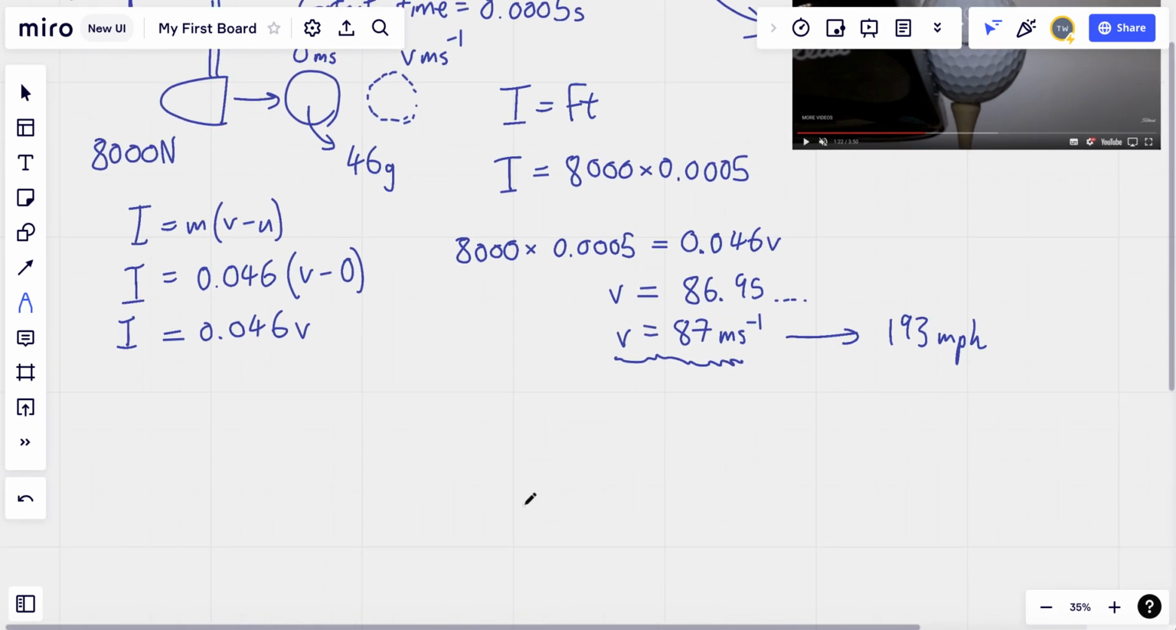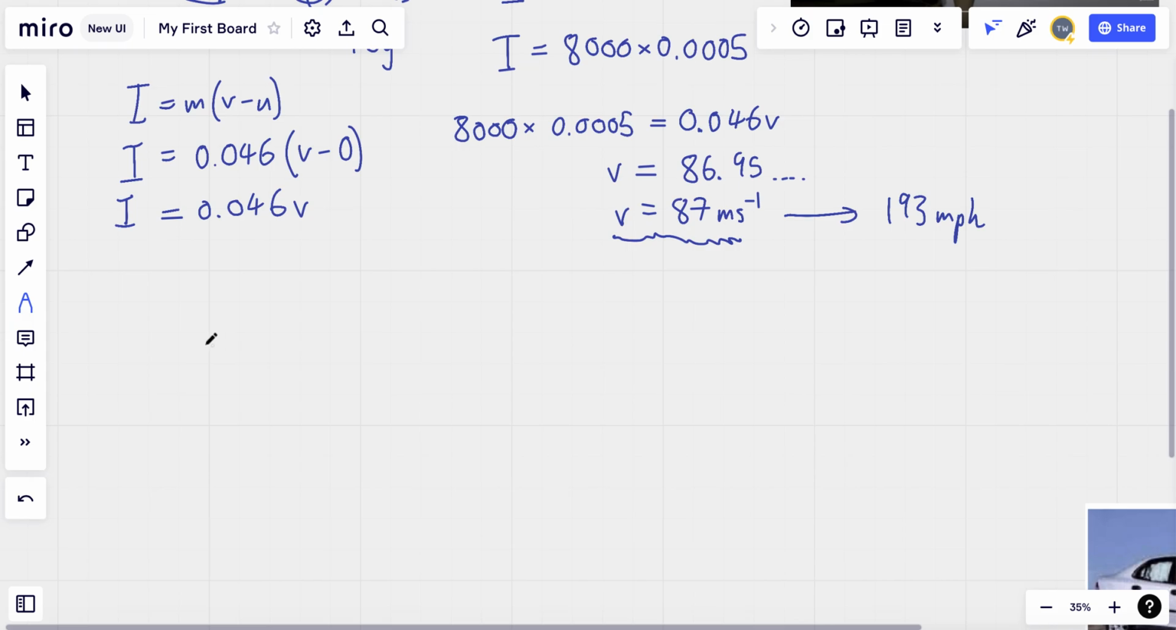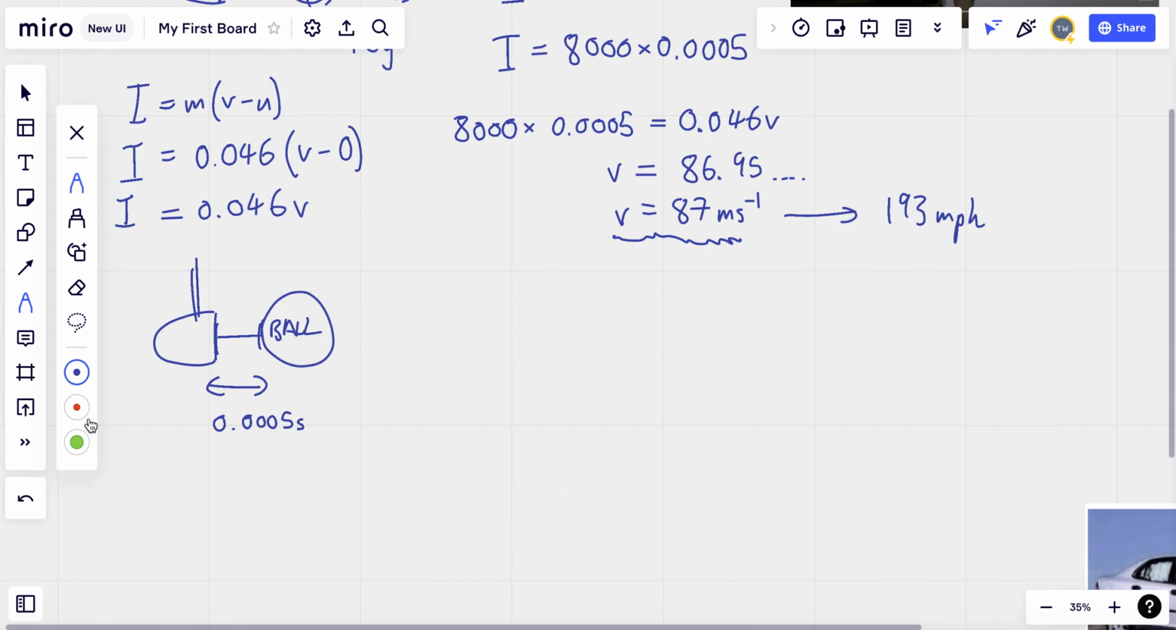Let's think about this with force and acceleration as well. So what we should think about is, if I draw a bracket here, and this is my ball, then if I draw the time that they're together as being obviously 0.0005 seconds. So for this zone here, which I'll highlight in green, when they are together, that is when the ball is accelerating. At no other point is the ball accelerating. Once it separates from the club, it's no longer accelerating. Actually, it will straight away start decelerating.